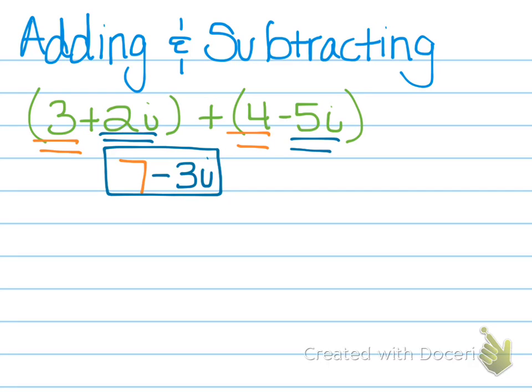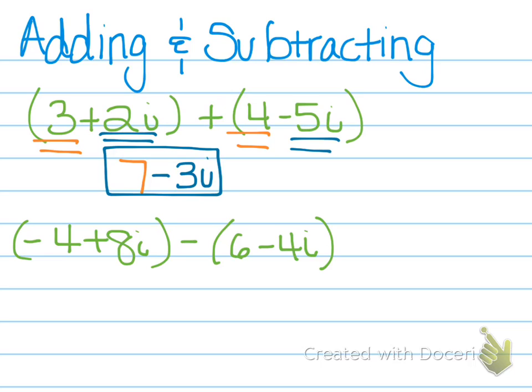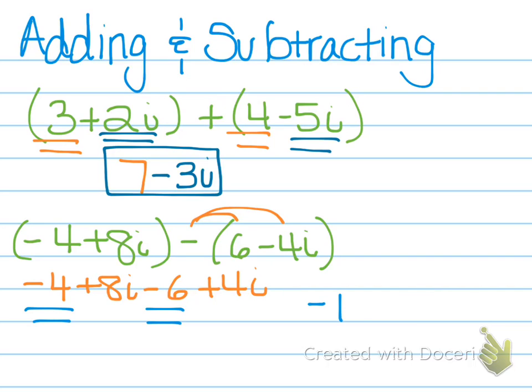Now if we were to subtract, if I had -4 plus 8i minus 6 minus 4i, the first thing you need to do is distribute the negative, and then we can rewrite it as -4 plus 8i minus 6 plus 4i. So now we just add like terms, -4, -6, so I'm going to get -10, and then my imaginary part, 8i, and positive 4i to get 12i.